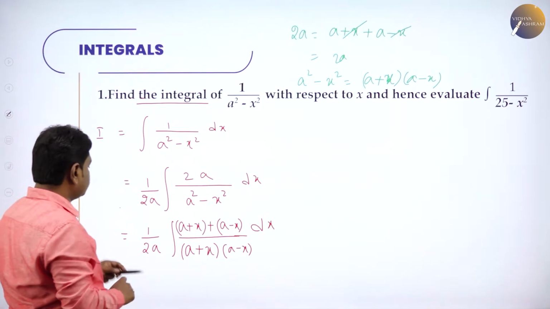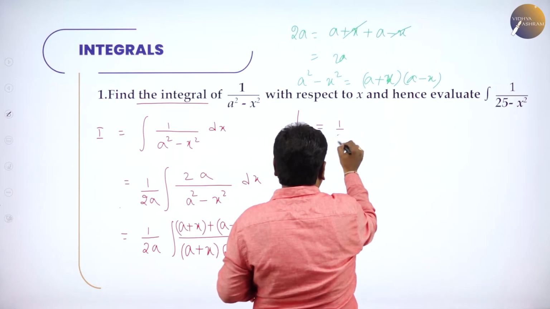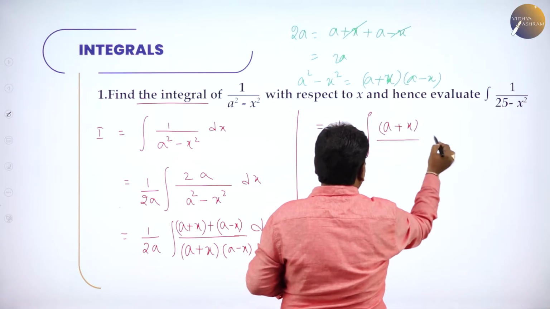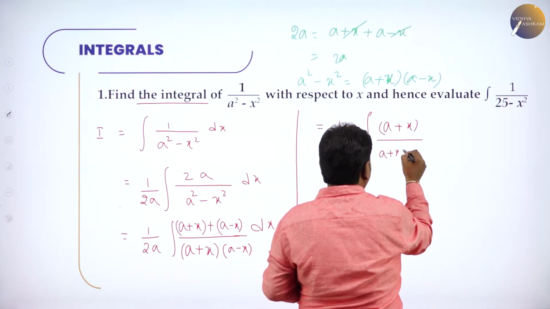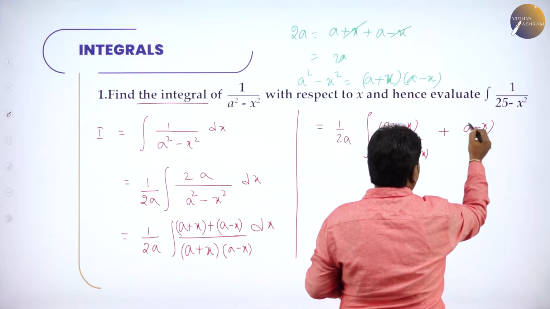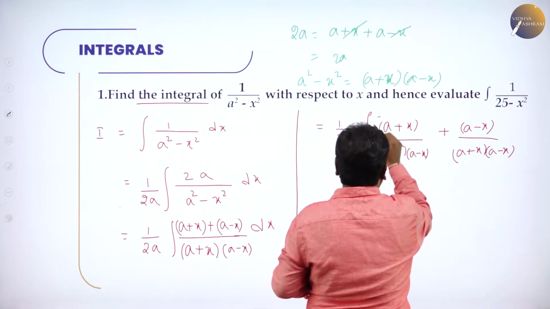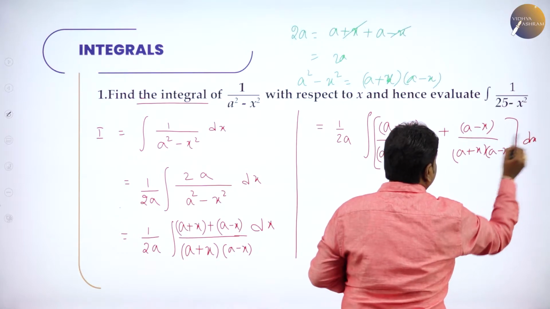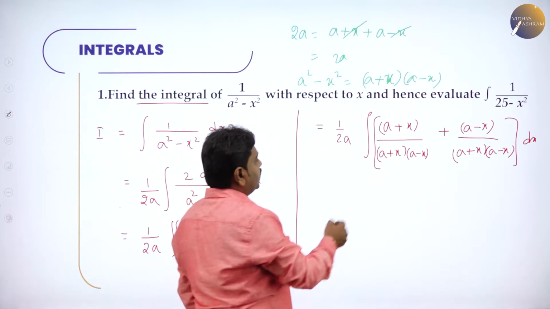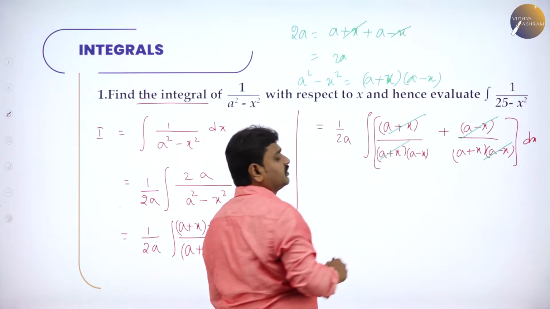Then further, split this. If you split this, we have 1 by 2a, integral of, if you split it, it will become a plus x divided by a plus x into a minus x, in between we have plus a minus x divided by a plus x into a minus x. Whole thing with respect to what? x. I am splitting this. Now you can cancel the terms. Here a plus x cancels. Here a minus x cancels.